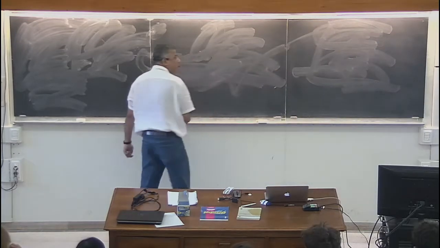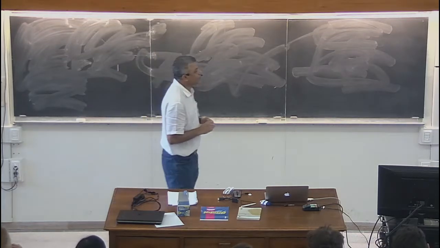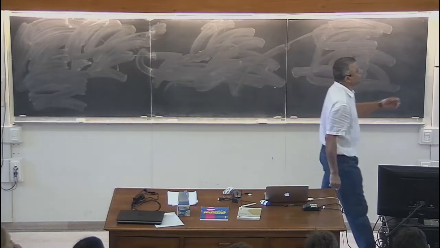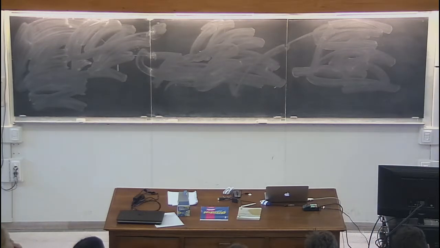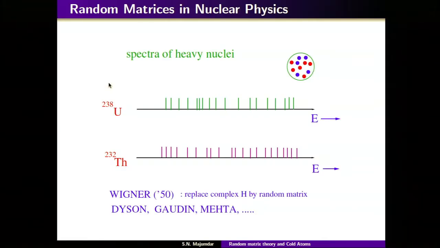Okay, nuclear physics. Imagine that you have some heavy nuclei like uranium-238, atomic number 238, or thorium, atomic number 232. Experimentalists can give you the spectra. These are the energy eigenvalues of these atoms, and this is a schematic picture. Looking at these, they ask the theorists to explain these eigenvalues.